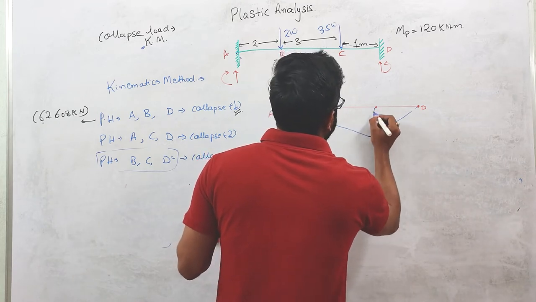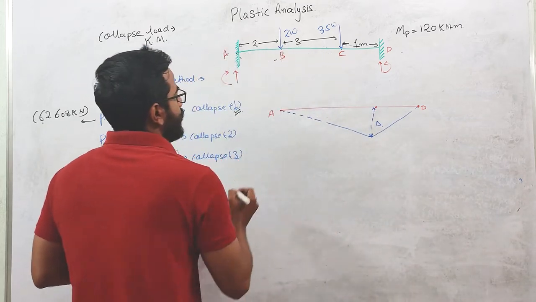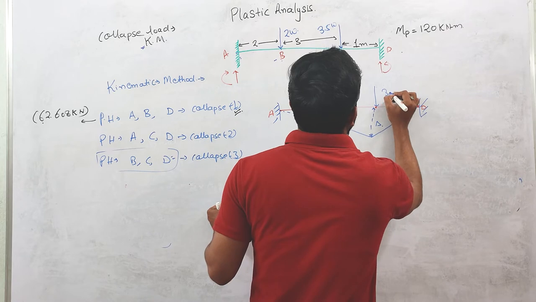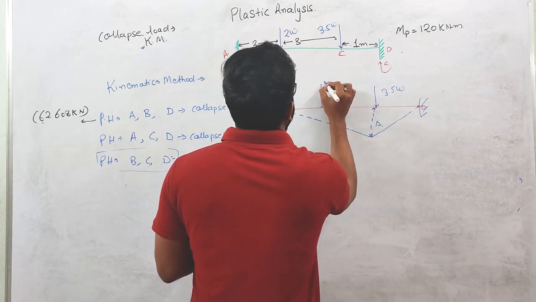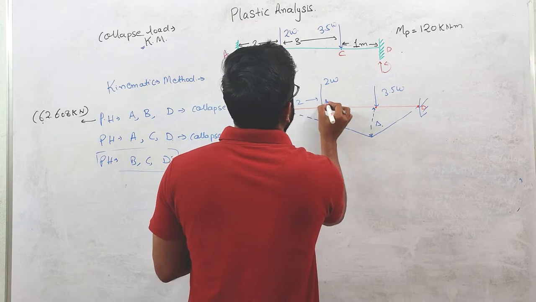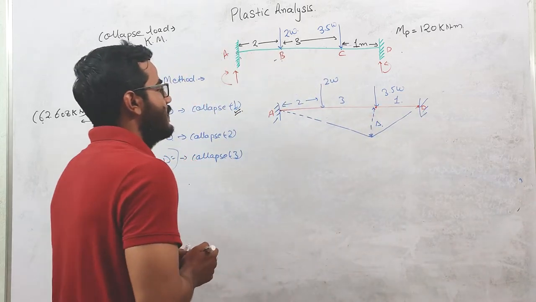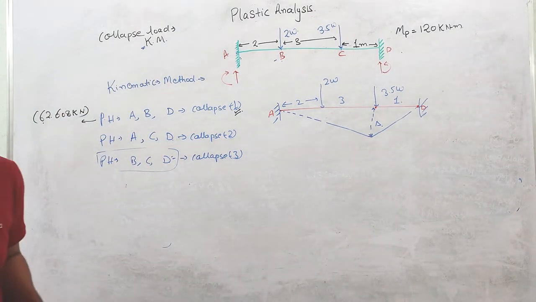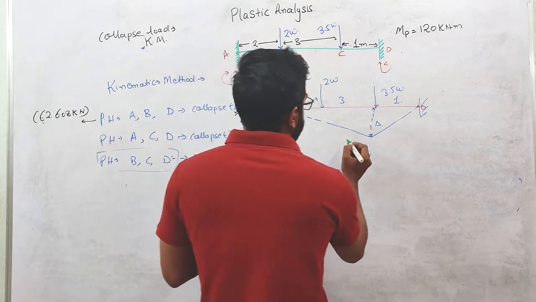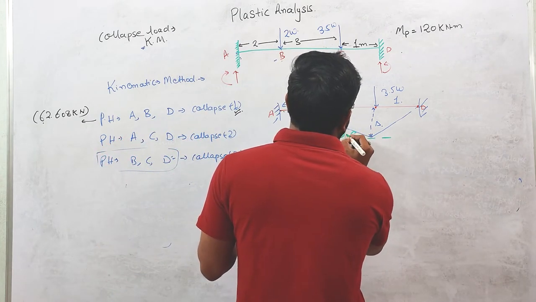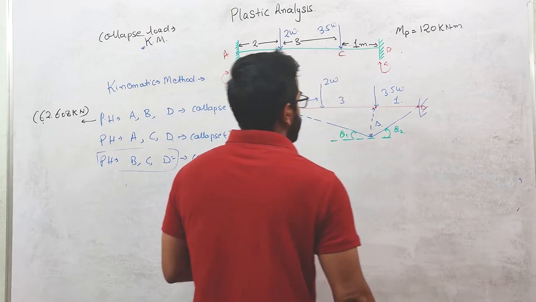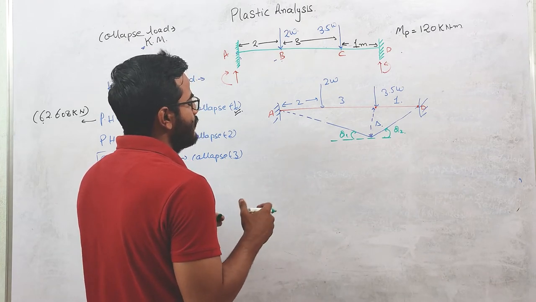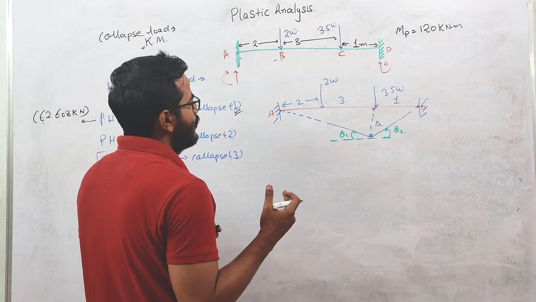We are giving the virtual displacement of delta. This is fixed support at this point, the load acting is 3.5 W, and at this point the load acting is 2W. This distance is 2, this is 3, this is 1. The rotations at the plastic hinges are theta 1 and theta 2. You can see that this virtual displacement is kinematically admissible, compatible with the constraint.